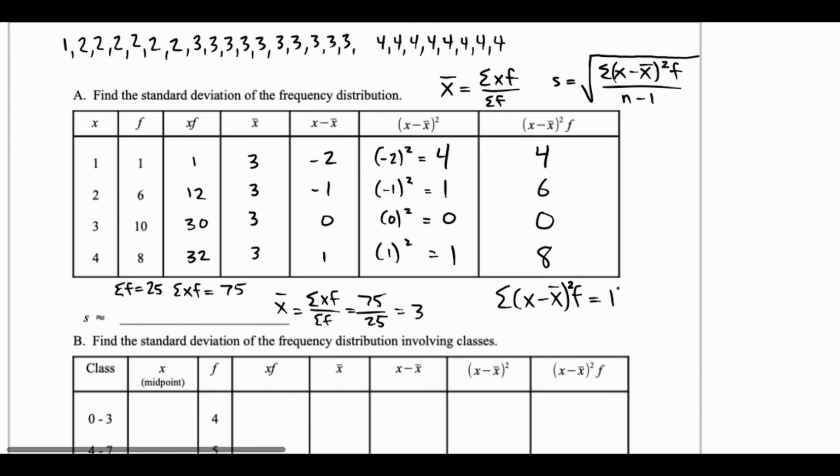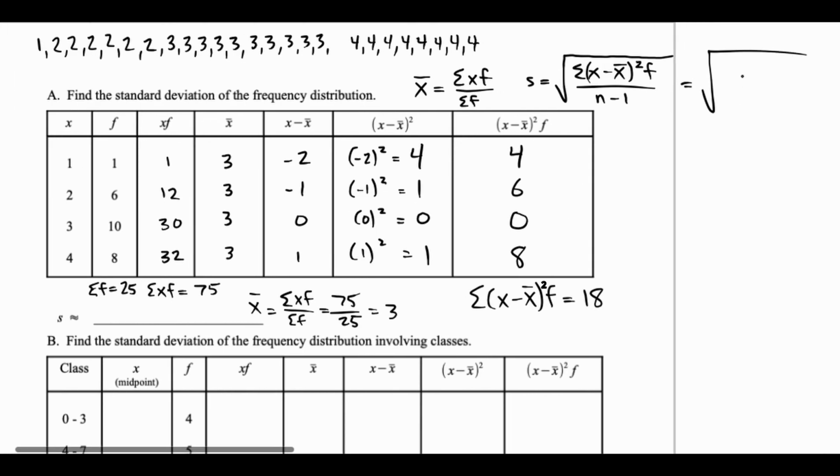And now we can just plug it right into the sample standard deviation formula. 18, and we need n. So what is n? n is the sum of the frequencies. Yeah, it's the total number of data pieces that this distribution represents, so that's 25. So we want the square root of 18 over 25 minus 1. I get 0.866.